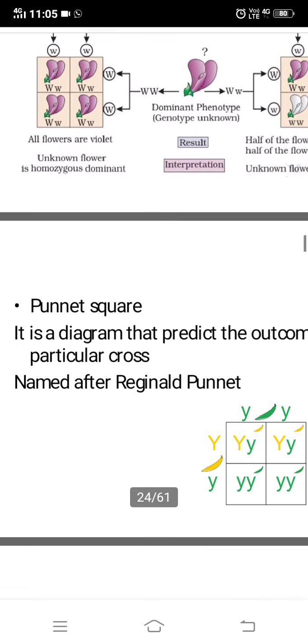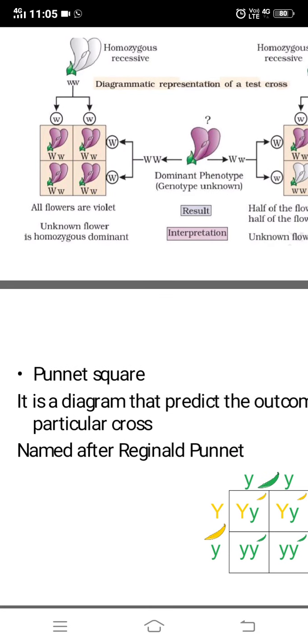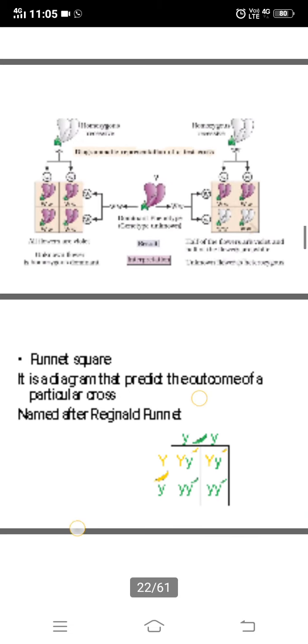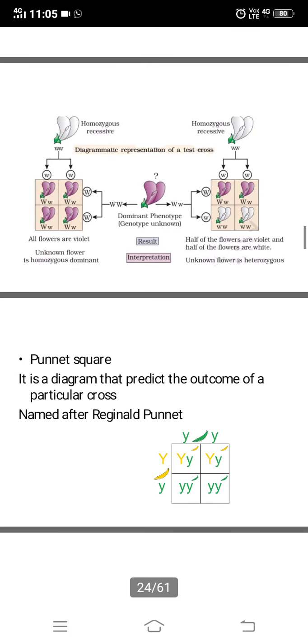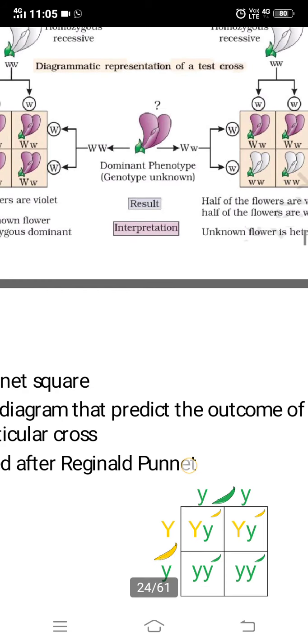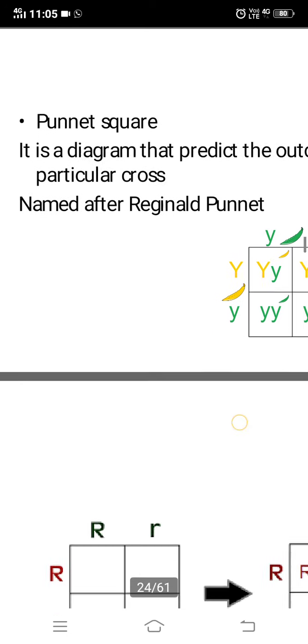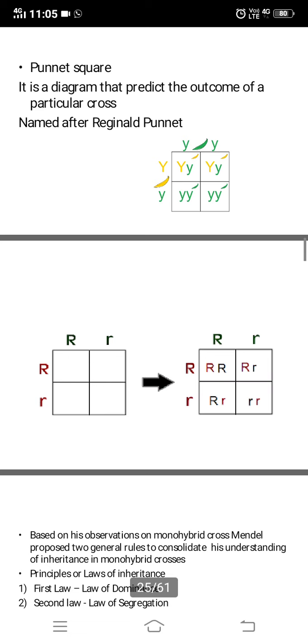What these boxes are that you see is called the Punnett square. It is a diagram that predicts the outcome of a particular cross. It is named after Reginald Punnett. So capital Y, small y is written here, and small y is written here and here. This is how you represent a Punnett square. Similarly, RR is written like this, capital R, small r.